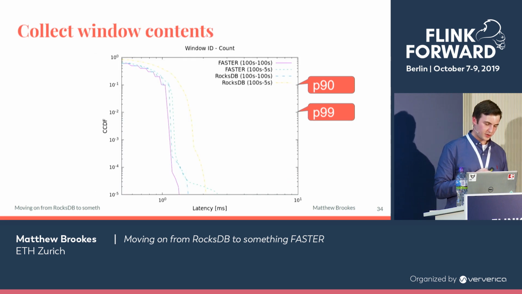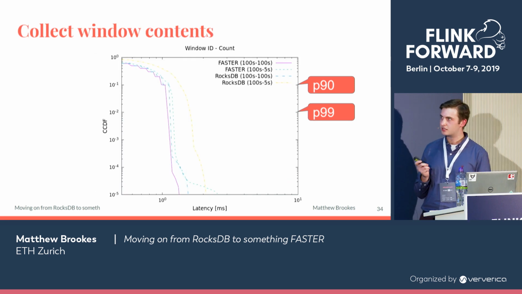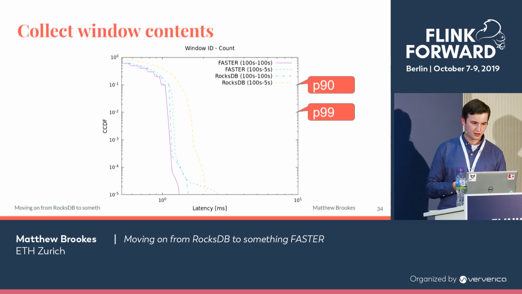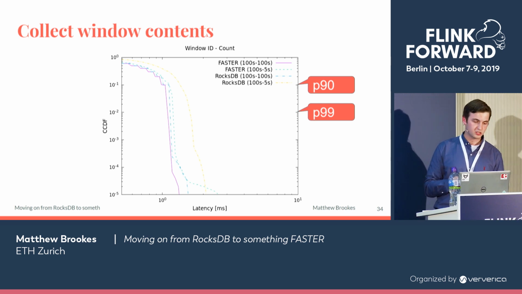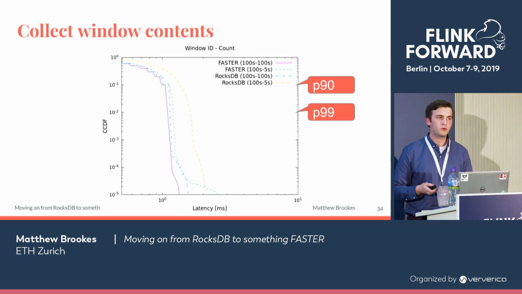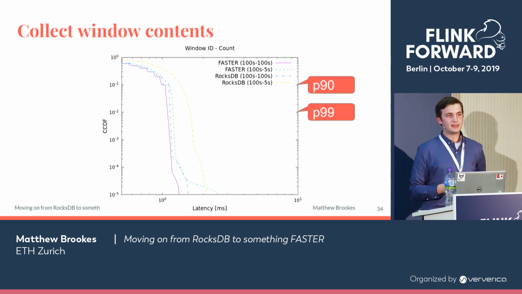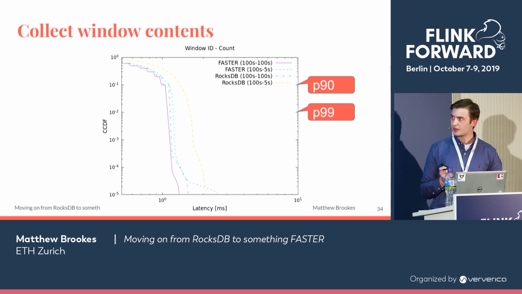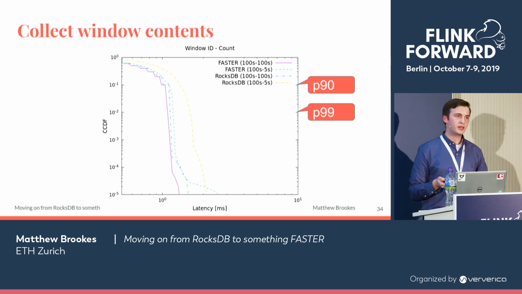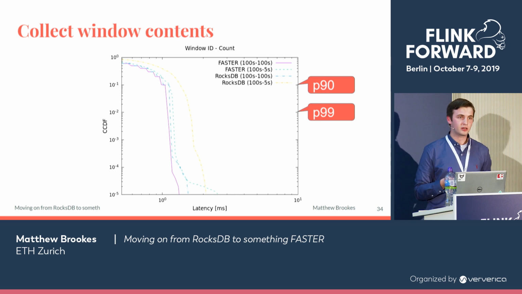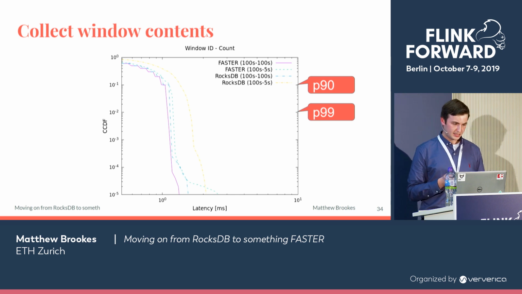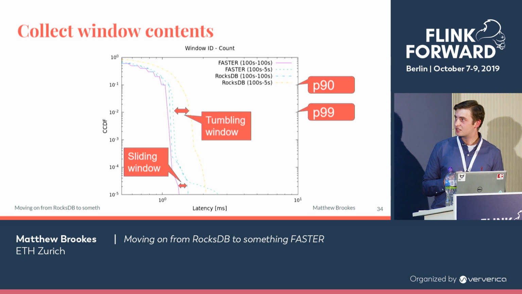But now let's look at a different way of doing windowing. And I think this way of doing it is the Flink approach. What we do is we assign window IDs when we're doing our windowing operator, and we store state keyed on these window IDs. Then when a window expires, we can fetch the window content by doing a lookup using the window ID. For this, it looks like we have FASTER performing better.